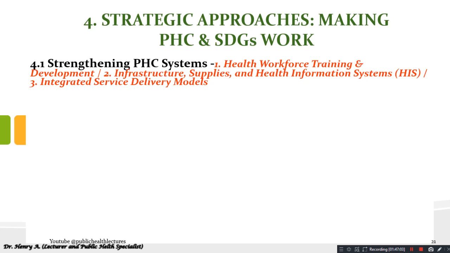Let's dive into how we can actually strengthen the primary healthcare system. When we say strengthen, we are talking about making PHC more accessible, fair, reliable, and high quality. To do that, there are three main areas we need to work on. Number one, the health workforce training and development. Number two, infrastructure, supplies, and health information system. And number three, integrated service delivery model.